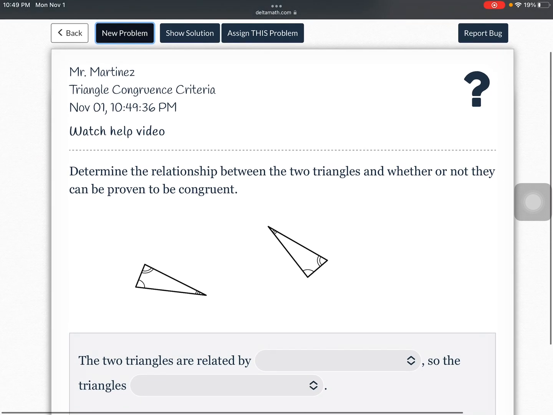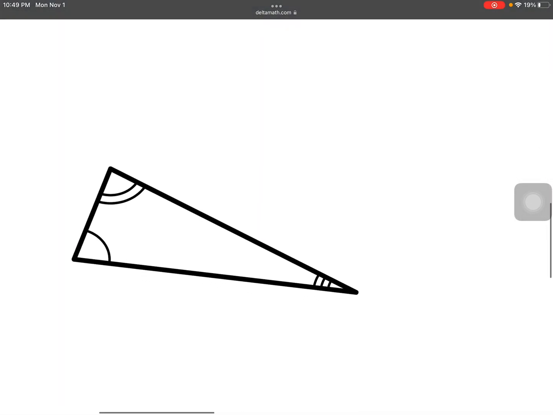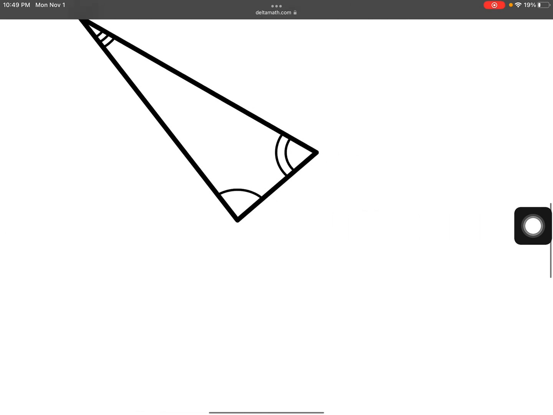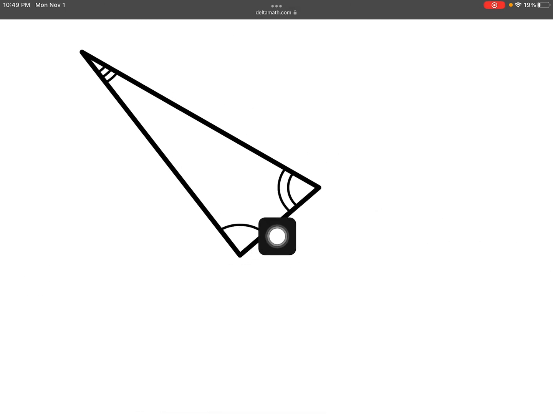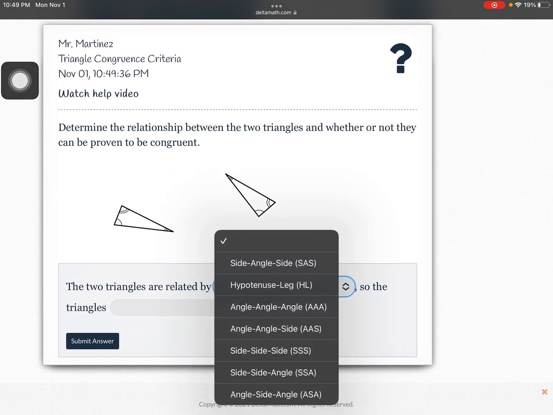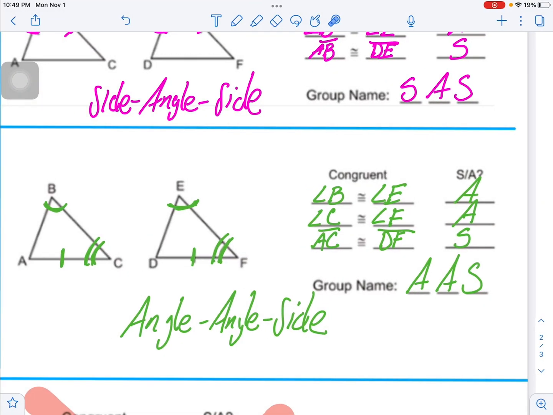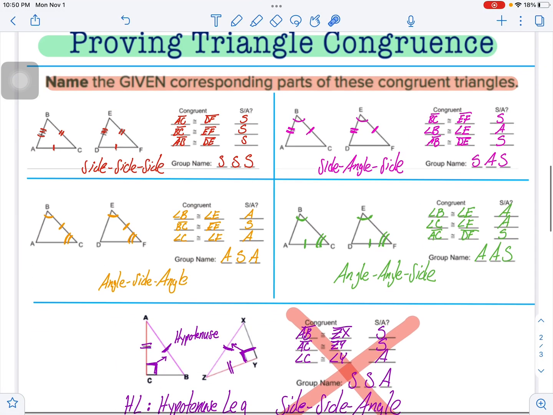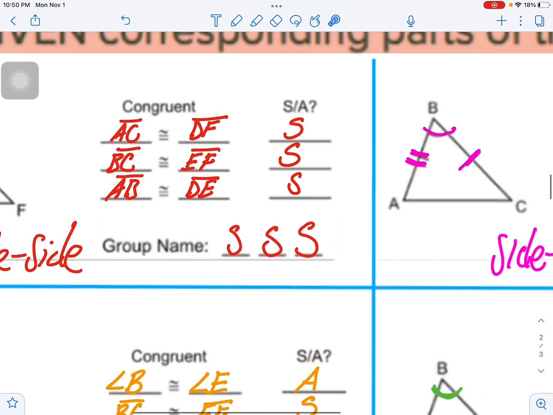Actually, let me show you one that, oh, this one. Look at this one. We have angle, angle, angle. So this is angle, angle, angle, right? Well, let's go back and see if we have angle, angle, angle here.